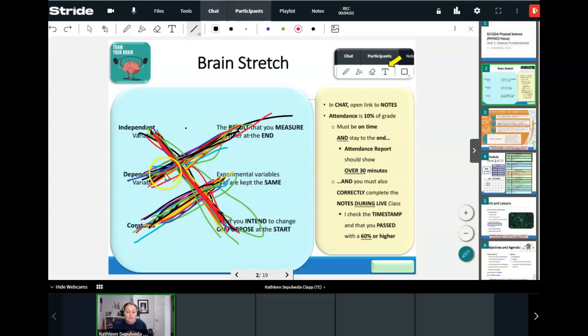So a dependent variable is the result of what we did. What did we measure? And it's usually at the end. What did we do as a result? What were the results of that?